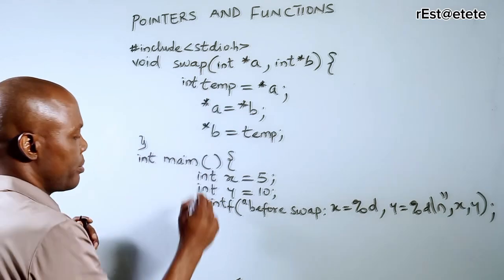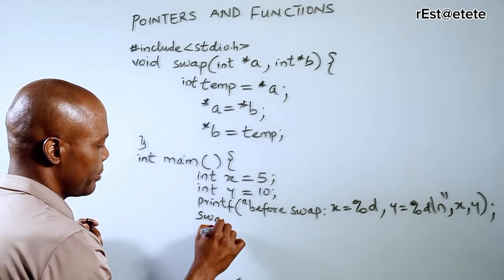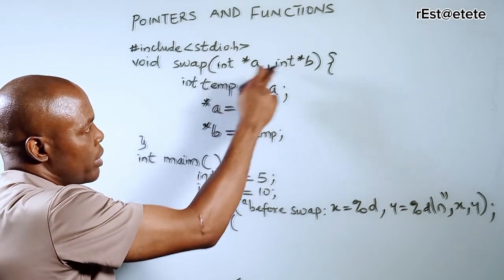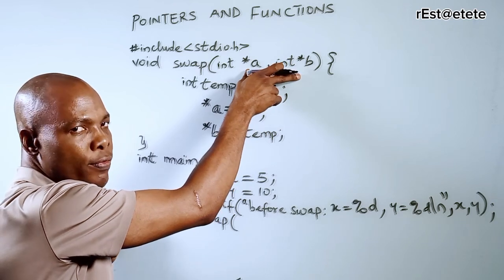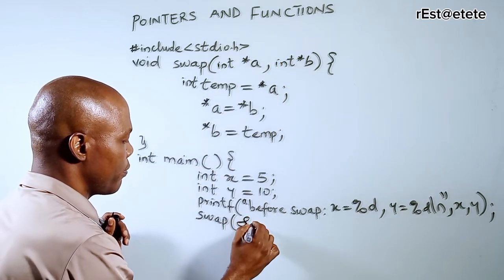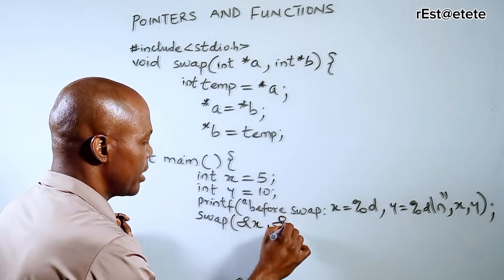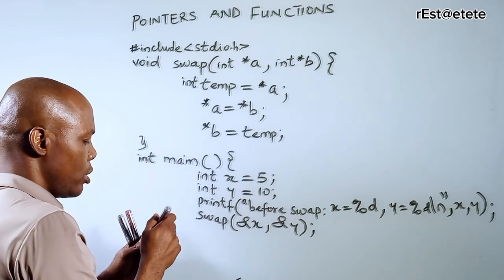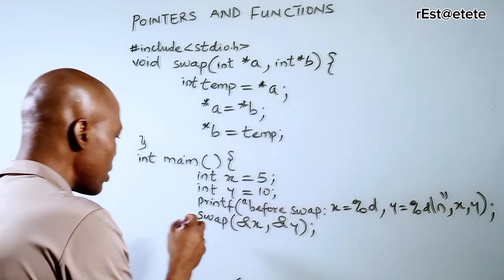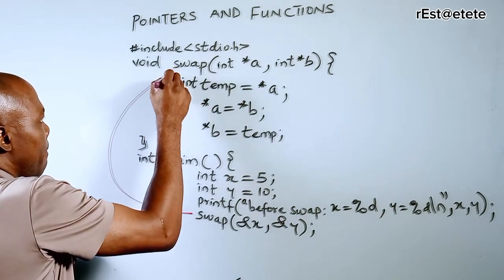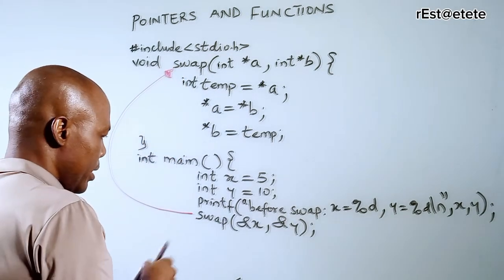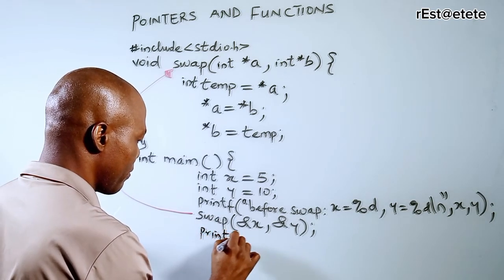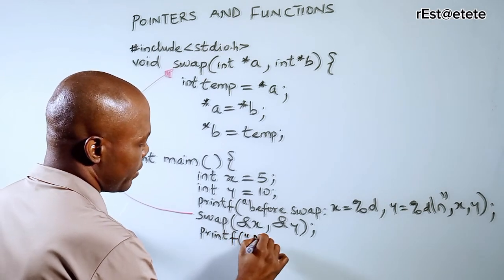Then we call this swap. So we are going to call swap. This is my function. Now, these are pointers. So these pointers are expecting what? Address of. So here I will say address of x and address of y. So I have called my function at this point. The moment I do this, control will come here. Then here I will say printf after swap.